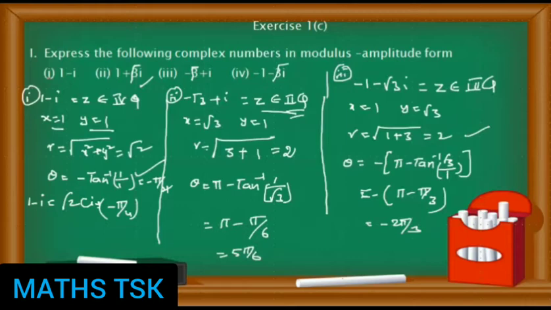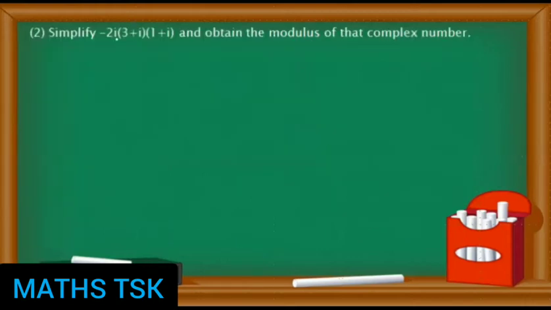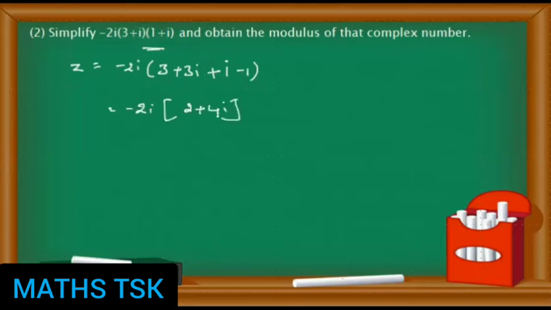Okay, all right. Next one, we go for the second one. Simplify minus 2i into 3i plus 1 plus i. Something is missing, but we just have to calculate this. Let us consider this as z. Z is nothing but minus 2i into, multiplying these two, 3 into 1 is 3, 3 into i plus i into 1, and i into i is minus 1, i square is minus 1. So the value is minus 2i into 3 minus 1, that is 2 plus 4i. Again multiplying with minus 2i, this becomes minus 4i, and then minus 8i square becomes plus 8. This is the value of z.